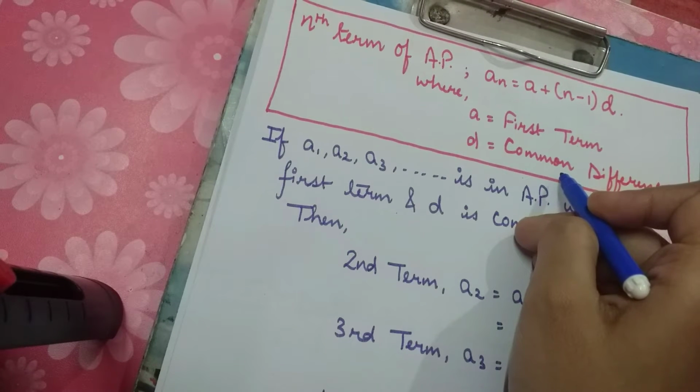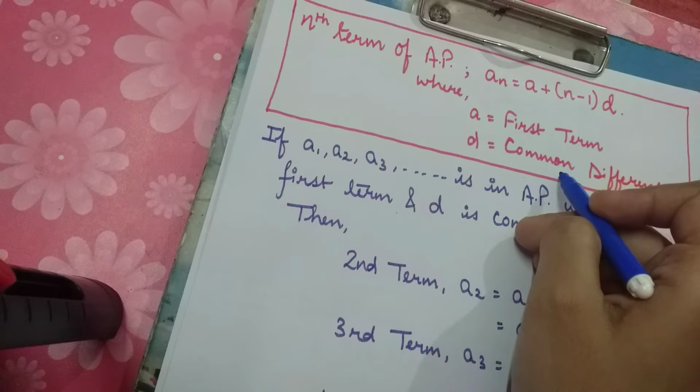d is the common difference, and the common difference is the same. If the series is in AP, then the common difference is the same. You can subtract the first term from the second term, the second term from the third term, the third term from the fourth term, and so on. It does not make any difference.